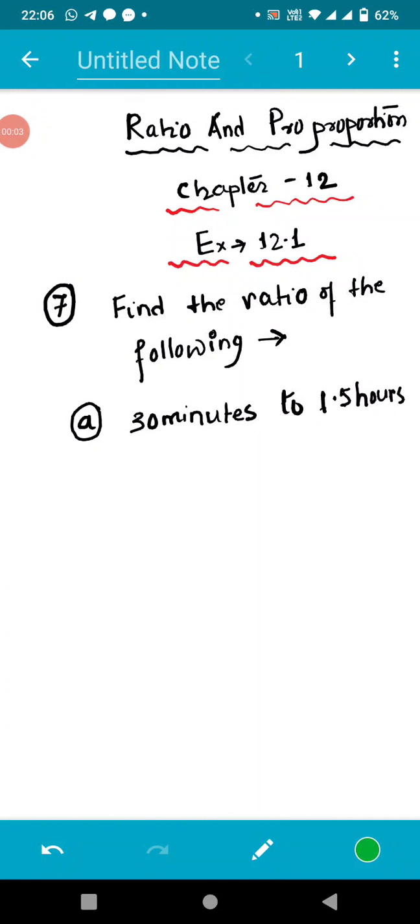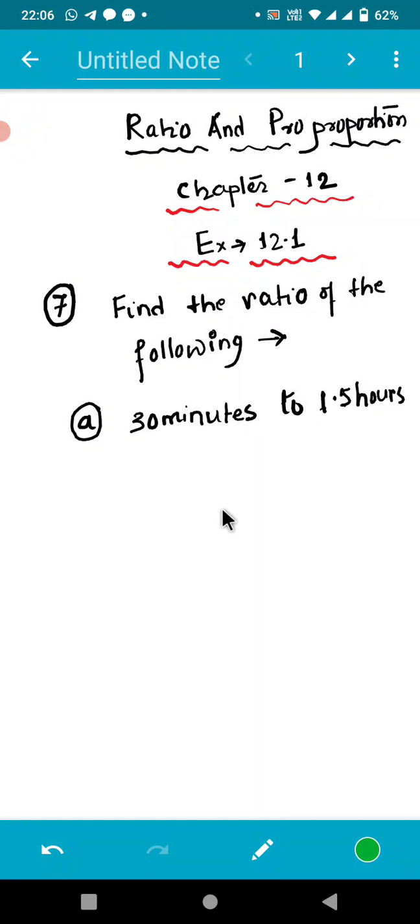Hello students, this is Pallav sir, and today in this session I will explain all the sums of question number 7 and question number 8 of exercise 12.1, chapter 12, ratio and proportion. So we have 4 sums in question number 7. What we have to do in question number 7 is find the ratio.